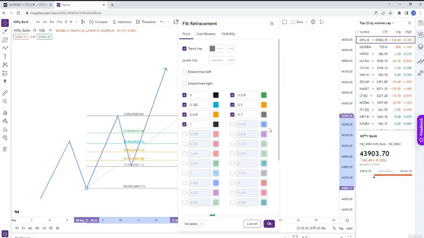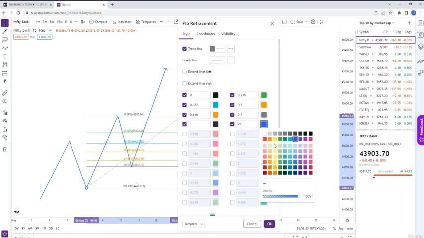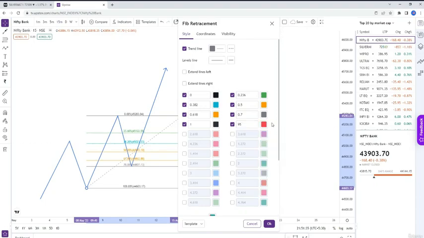Now some more ratios we need to add. Check this box and remove this number. Put 95 here and make it red color. This will be our stop loss. Okay, 0.95, sorry, 0.95. This will be our stop loss, and that's it.